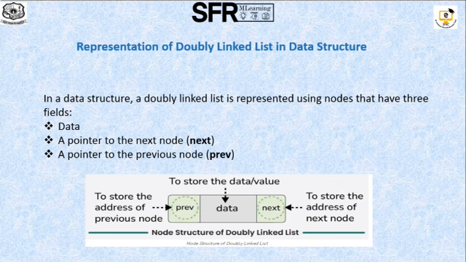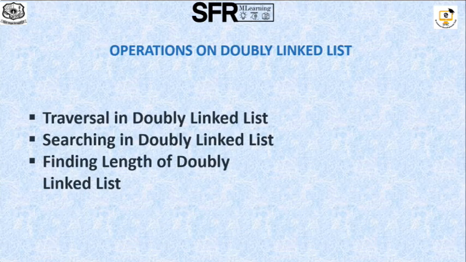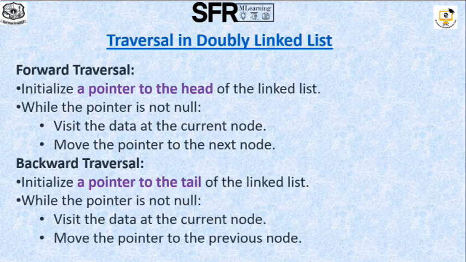Then we are going to add, delete, traverse, or search any node in doubly linked list. As I said already, we can traverse in doubly linked list. Traversing is nothing but visiting all the nodes from starting to ending and from ending to starting. Next, searching is nothing but searching for any node in doubly linked list. Next, finding the length of the doubly linked list, which we can find as usual.